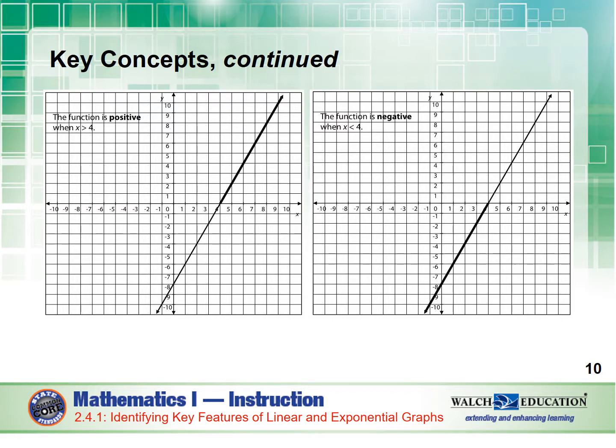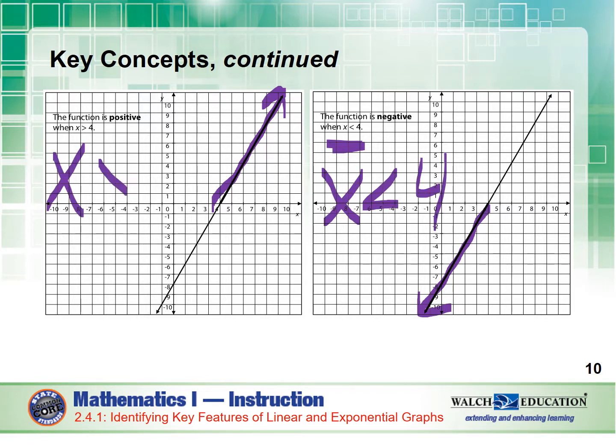So let's look at this left-hand graph. The function is positive when x is greater than 4. So you have x, this part, the function is positive when x is greater than 4. The function is negative when x is less than 4. So we're using x is less than 4 to represent this one, and x is greater than 4 to represent this one, because you look at where the function hits your intercept, your x-intercept.